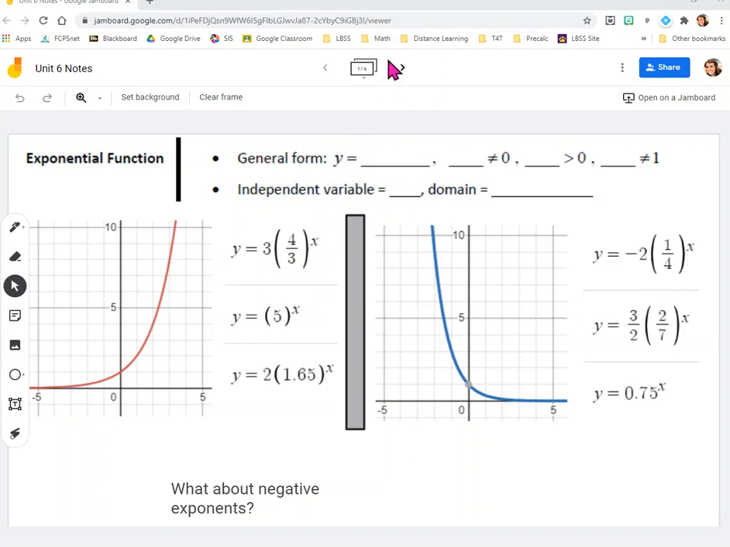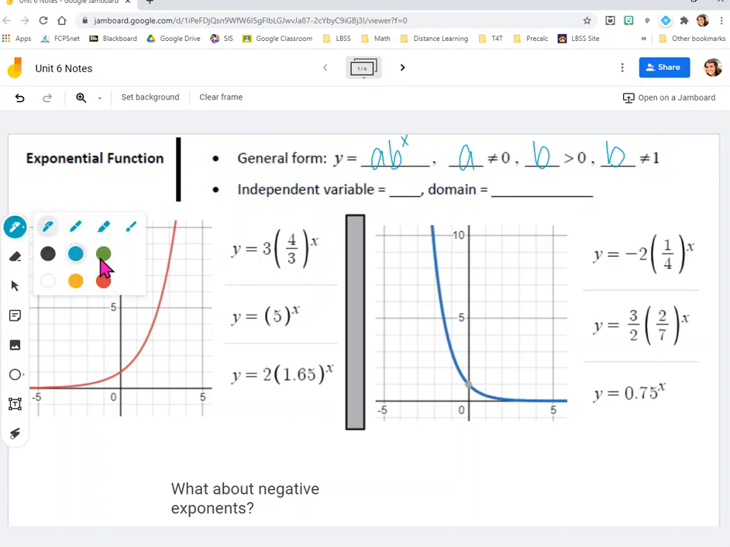This video covers growth and decay of exponential functions. So our exponential functions have the general form y equals a times b to the x, where the a value cannot equal 0, the b value must be greater than 0, and the b value cannot equal 1.